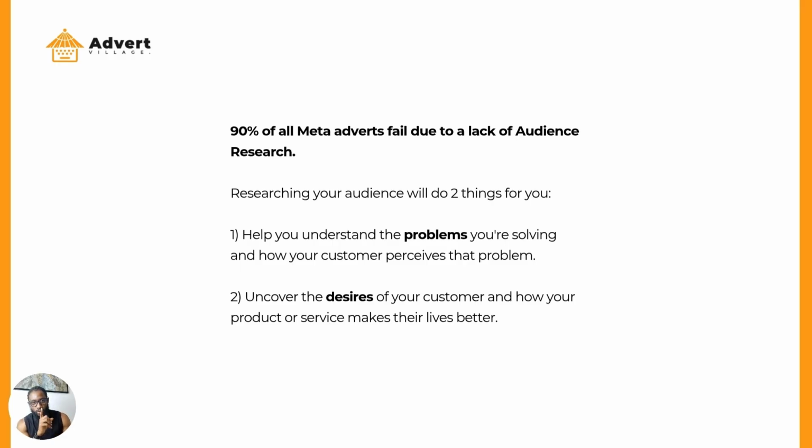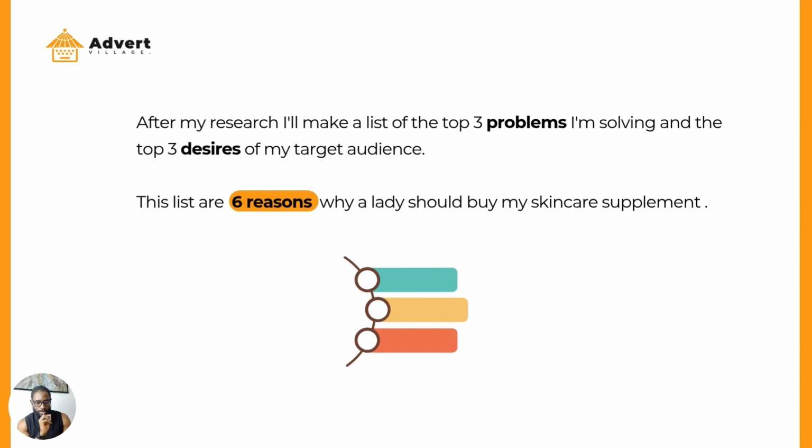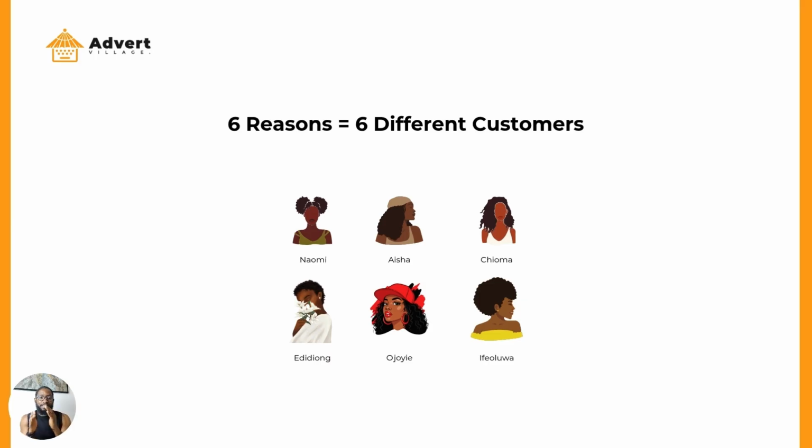So once I'm done with my audience research, this is what I'm going to do. I'm going to make a list of the top 3 problems I'm solving and the top 3 desires of my target audience. 3 each, making it a total of 6 items. Now, this list is 6 reasons why a lady should buy my skincare product. I want you to follow my train of thought. Now, 6 reasons are 6 different customers. 6 reasons, 6 different customers, 6 different avatars, not just one person.